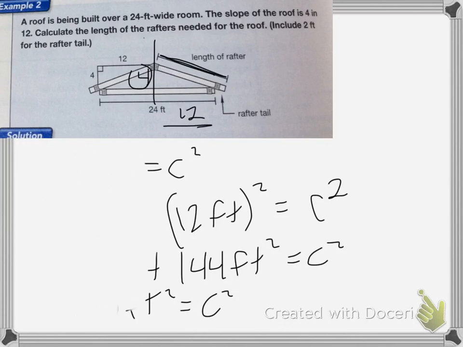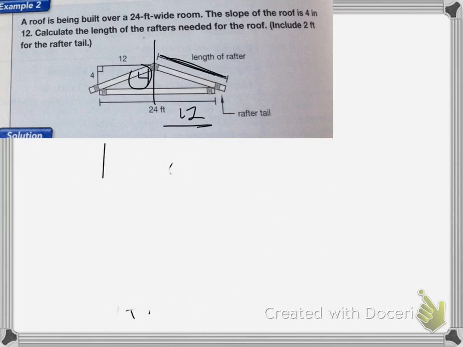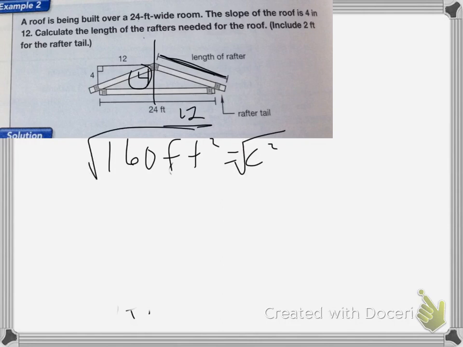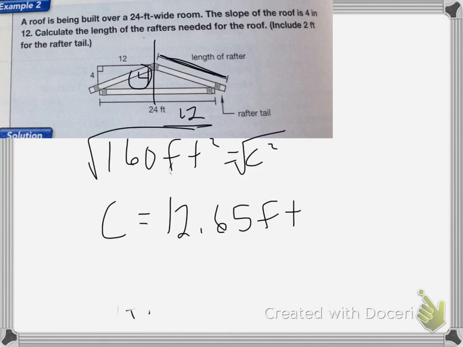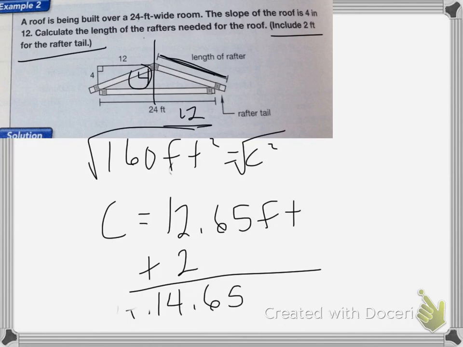Okay, going to erase quick, make more room. 160 feet squared equals c squared. So I'm going to take the square root of each of these numbers. And the square root of 160 is about equal to 12.65 feet. Okay, so c equals this amount. And now what we're going to do is take that amount and add the 2 feet of the rafter tail. So we get 14.65 feet.